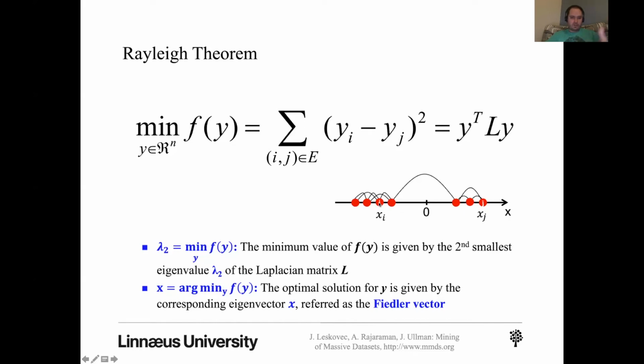Let's say this is like 1 and this is minus 2, minus 1, right? So minus 2 minus minus 1 is minus 1. Squared is 1. So that's a very small difference, because minus 1 squared is 1.